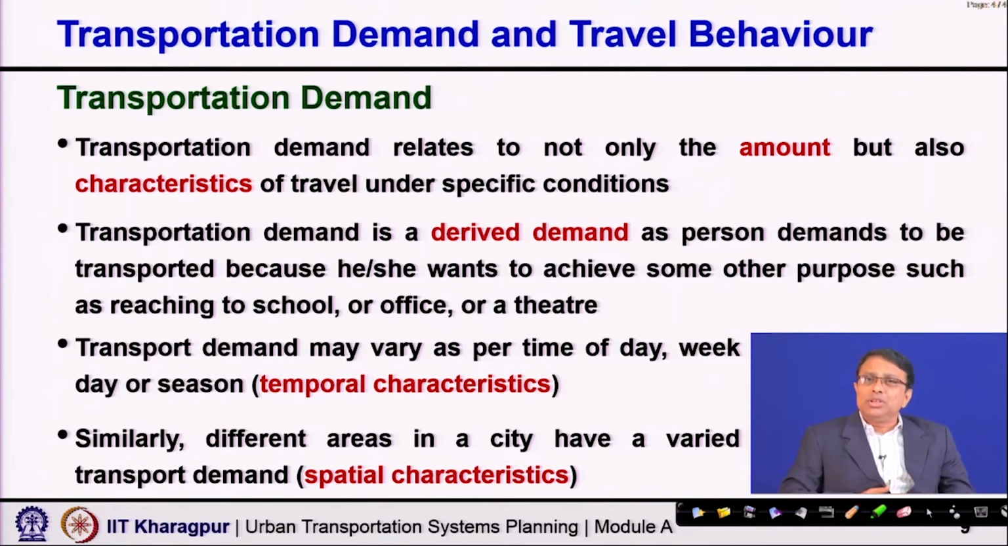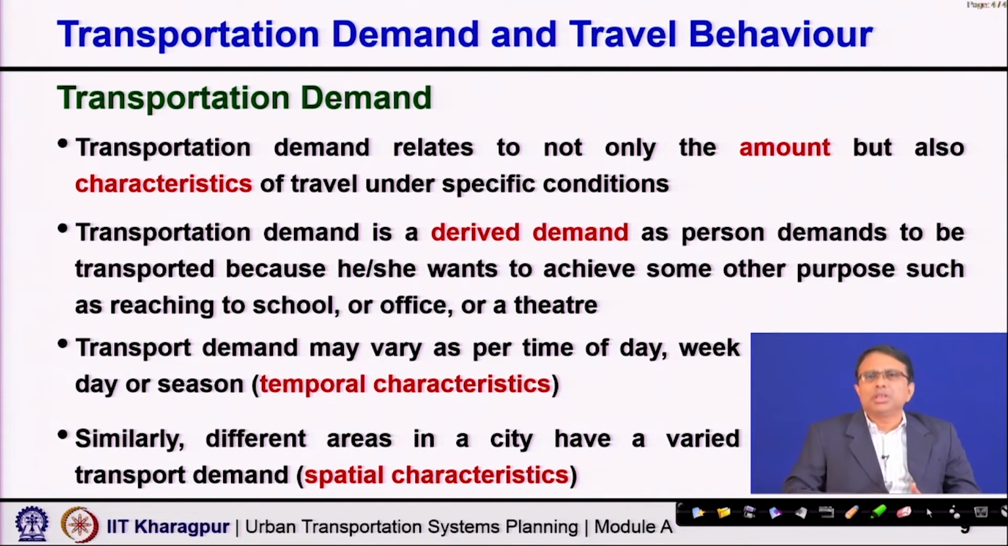By which mode are they traveling? If people are walking, probably we have no issue, because it is a sustainable mode. There is no pollution, no energy related issues, no traffic congestion also, because people are walking, right. So, it depends on by which mode they are traveling, for what purpose they are making trips, how long or short the trip length is. So, these characteristics of travel are also very important. Both the amount and the characteristics matter when we are talking about transport demand.